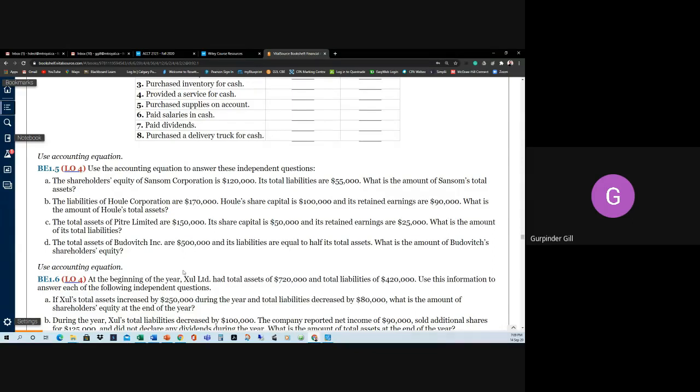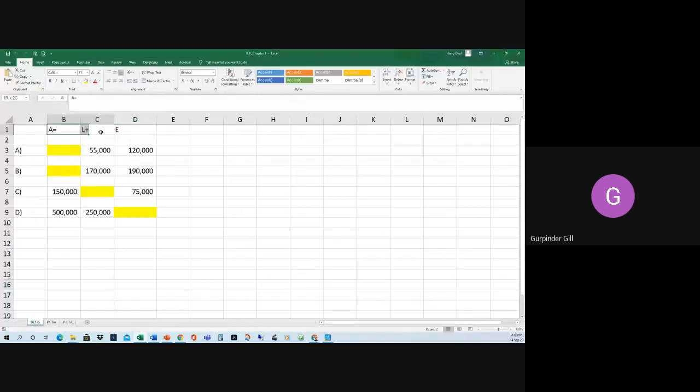That is assets equals liabilities plus equity. This is your accounting equation. This is what we were talking about. Basically, this is coming from your balance sheet, or your statement of financial position. So be very comfortable with the terminology.